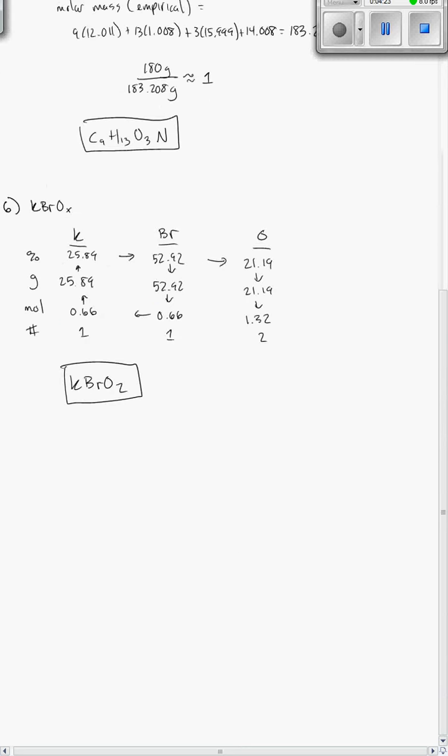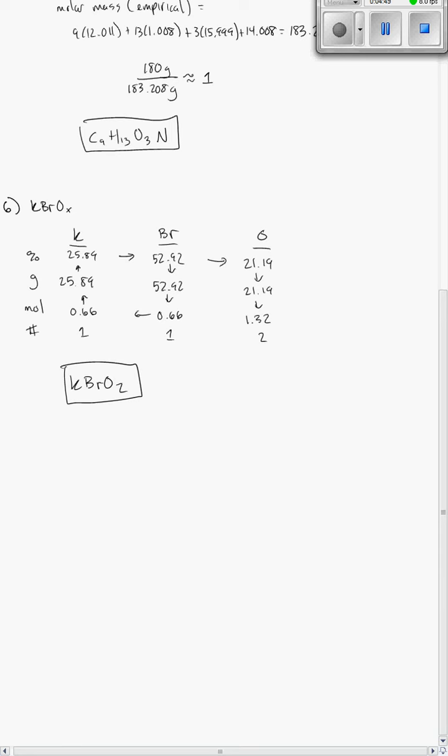This last worksheet problem, number 6, is kind of tricky, and to be honest, there's a bunch of different ways you can solve this one. I'm going to go over one possible way here. So what you're told is you have this oxybromate compound, and it's got a chemical formula of KBrOx, where X is some whole number. And what you want to do is figure out what that whole number is. The only other information you're given here is that it's got 52.92% by mass of bromine.